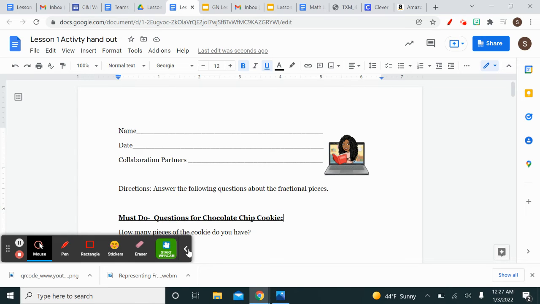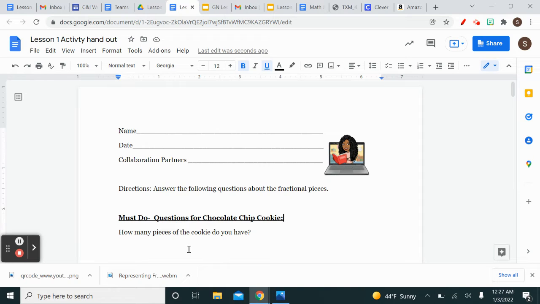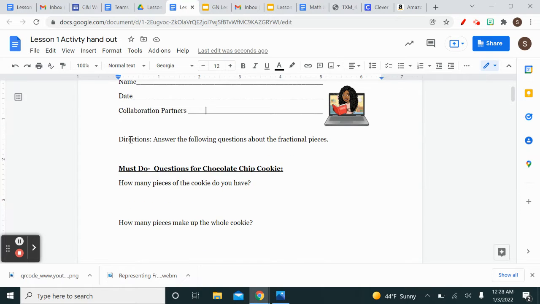Okay, guys, so let's go over and read what our directions are for today. So the first thing we have is name. Make sure you put that in. Today's date and collaboration partners. So what that means is anyone that you were working with, go ahead and put their name here, okay? All right, now let's go over our directions.